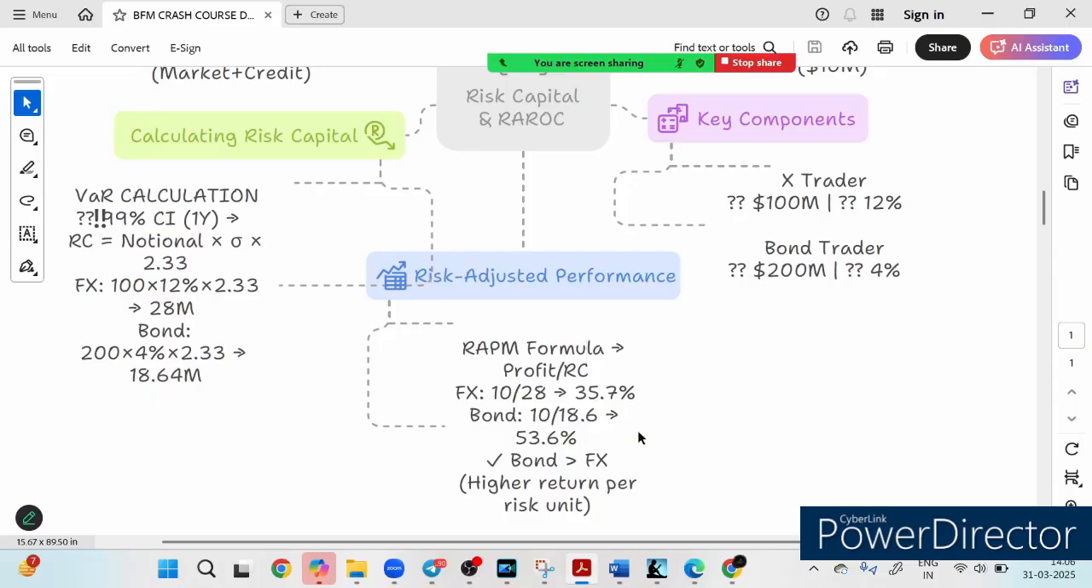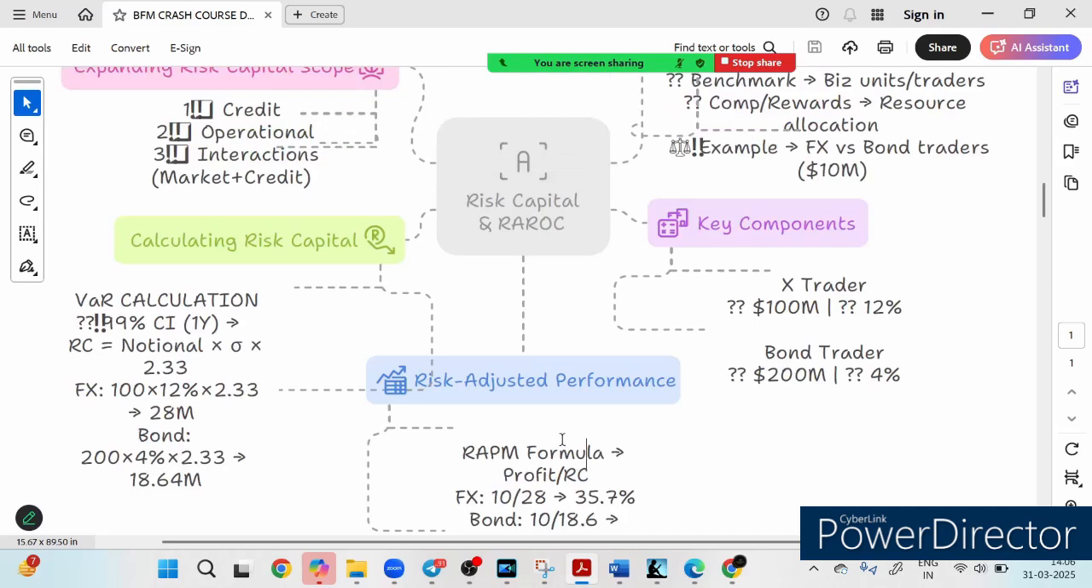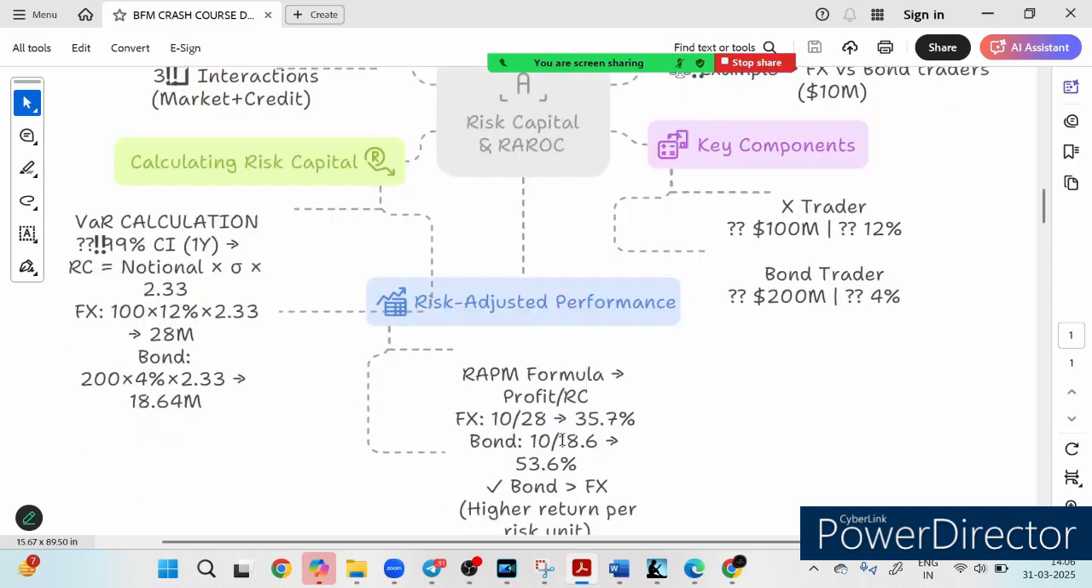So friends, in this case, what we are observing is that the bond trader delivers higher return per risk unit, isn't it? The bond trader is delivering 53.6% per unit of risk. They are generating this higher return, making bond investment a safer yet more profitable option. So the final takeaway from this discussion is that RAROC is not just a formula. It's a game changer in banking. It ensures that banks make risk-smart decisions, balancing profitability and financial stability.